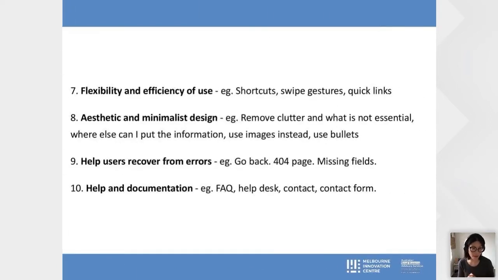And then the last four is flexibility and efficiency of use. So having shortcuts, quick links if people have come to your website often, having swipe gestures if it's an app, that kind of thing is really good for people who are used to using your website. This is really important for shops as well, having items that you've already bought in the past. We see this in some of the shops like Amazon, or even the Woolworths app has this. Like, you've already purchased this, so you can add it really easily the next time.